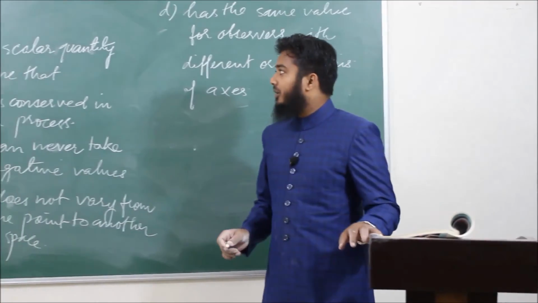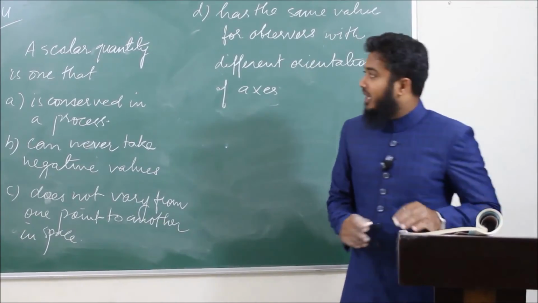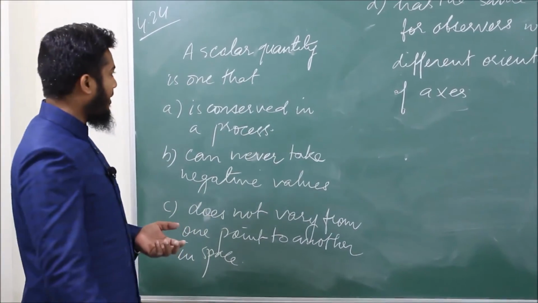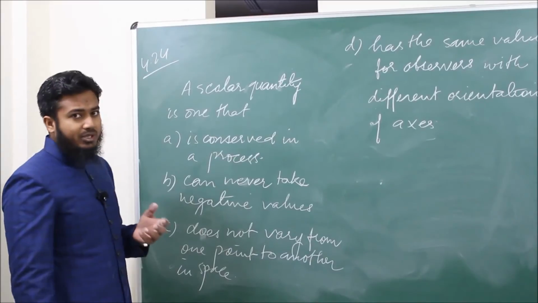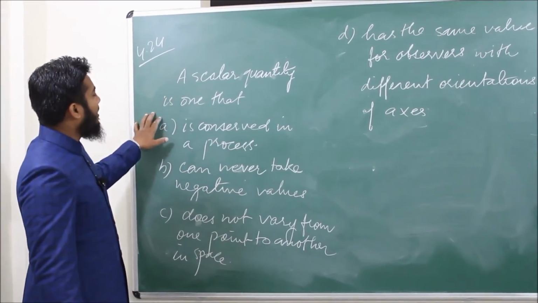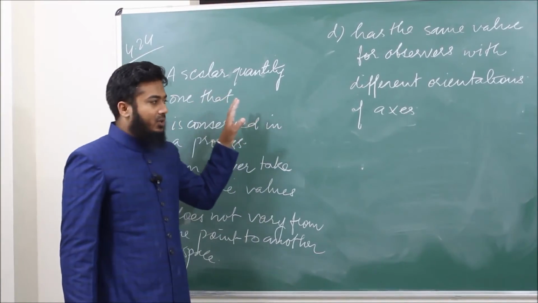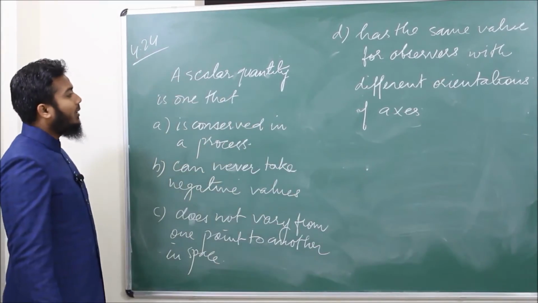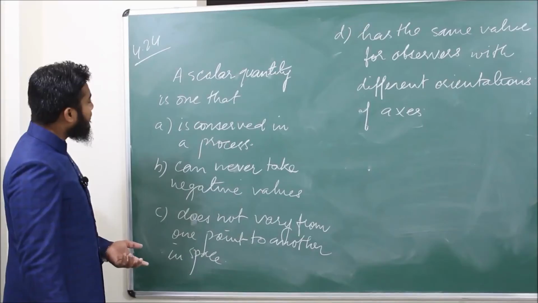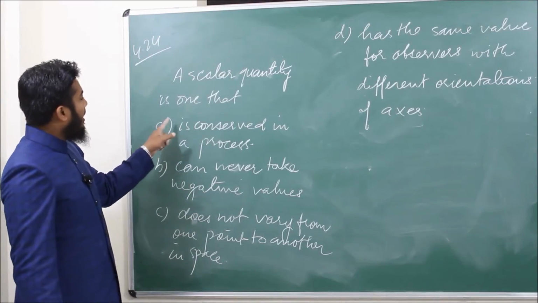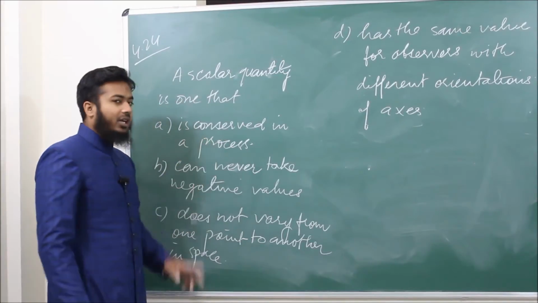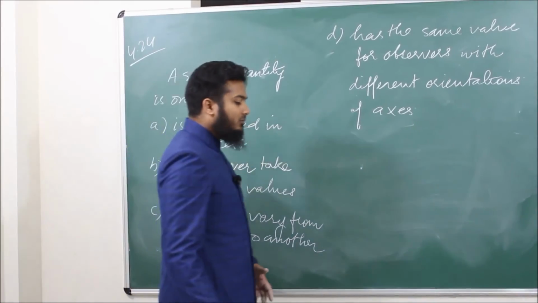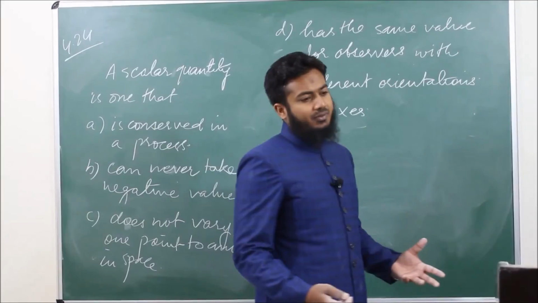So our next problem is the 24th problem, and this says we have to identify some true and false statements. So it's about scalar quantities. A scalar quantity is one that, so here a few properties are given for a scalar quantity. Let's see which ones are true. So the first is: a scalar quantity is conserved in a process. A scalar quantity need not be conserved in a process.